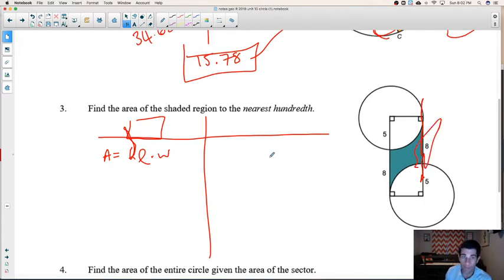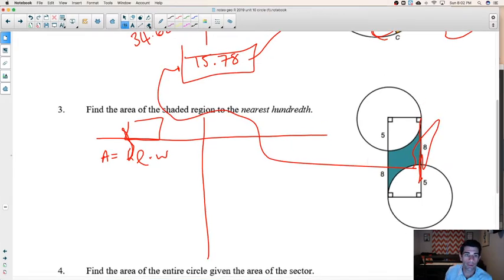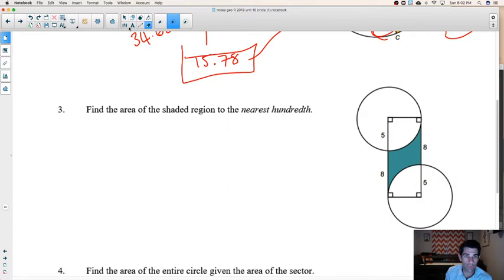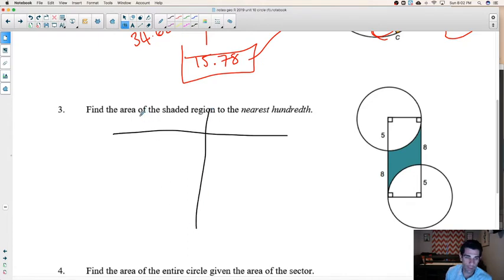Oh, I know what I'm doing. I'm hitting the button. Stop. No, undo would be easier. Let's go all the way back so it's not super ugly. So we were just talking about the rectangle.